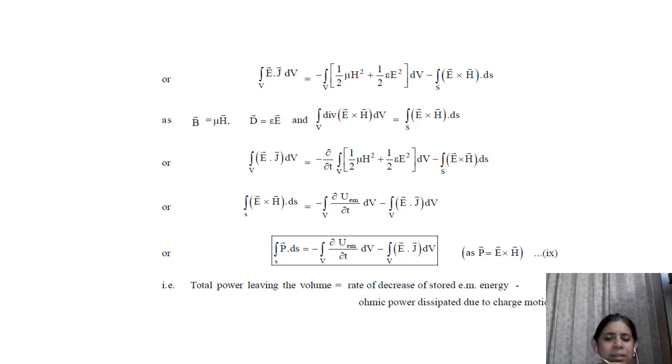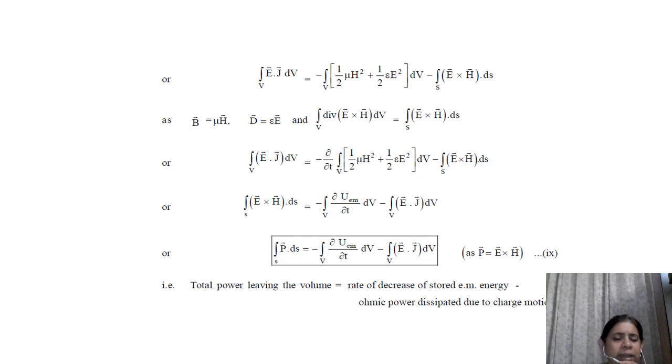Gauss divergence theorem: the divergence of a vector, if I take a volume integral, I will get that vector's surface integral. So the divergence of E cross H dV will give you nothing but E cross H dot ds, a surface integral. So I'll replace it here. Instead of a volume integral, I'll take a surface integral in this equation.